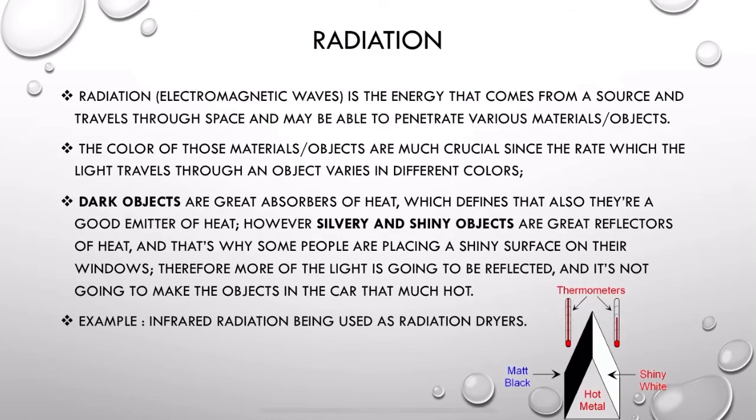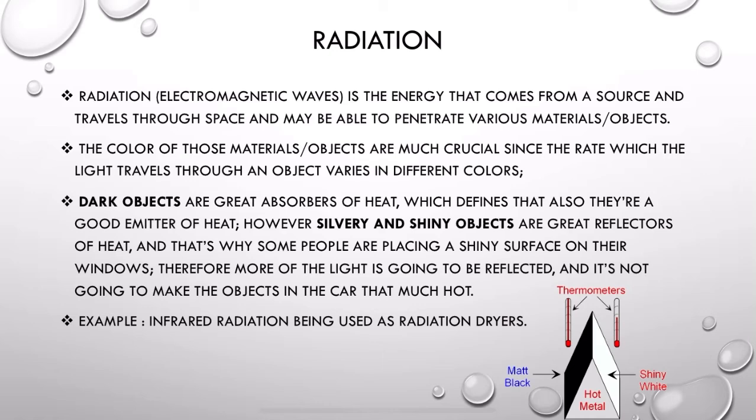And the last type, radiation. Radiation, or in other words, electromagnetic waves, is the energy that comes from a source and travels through space. That means these rays, these electromagnetic waves, are capable of traveling through a vacuum and may be able to penetrate various materials or objects. So while they are entering different objects, they can pass through them.